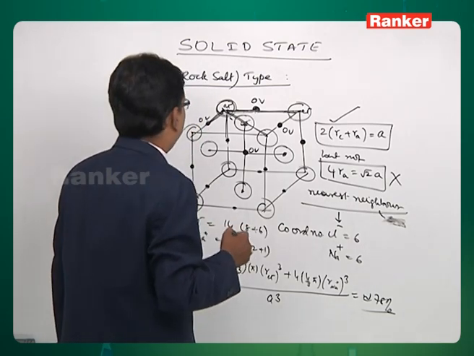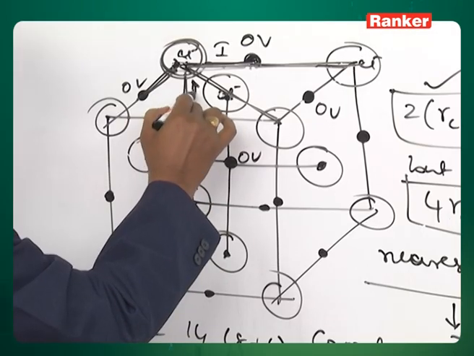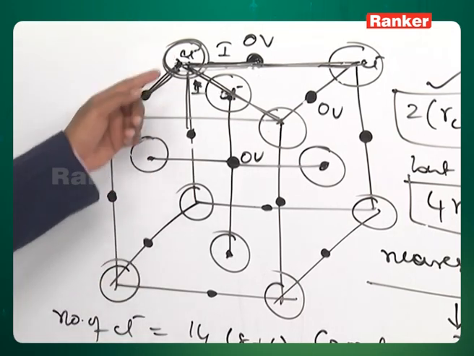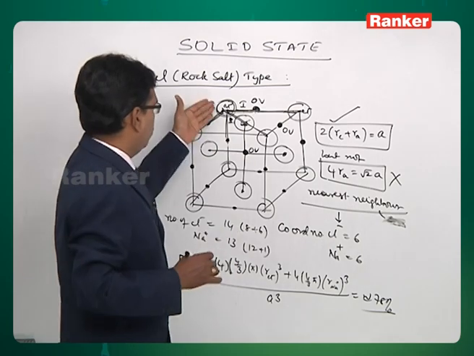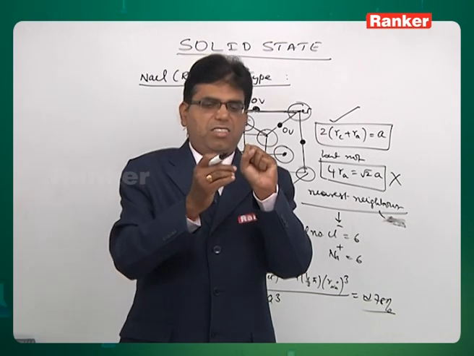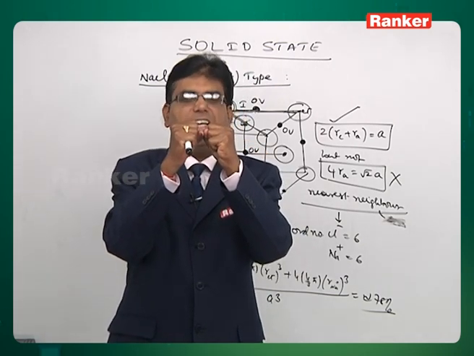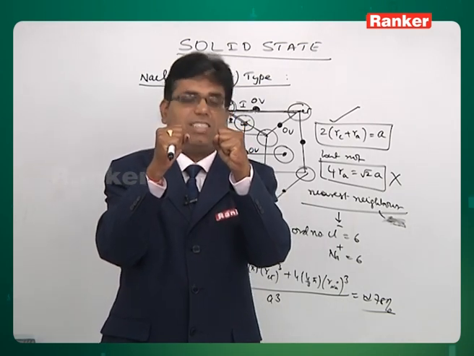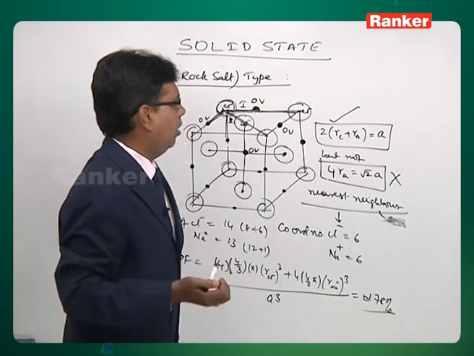This is the first nearest neighbor, this is the second nearest neighbor. Then the third nearest neighbor will be the ion present at the body center, that is sodium ions, that is again 8. So, what is the first nearest neighbor? First nearest neighbor means those that are in contact. Second nearest neighbor is at a little distance. Third nearest, depending on the positions, we have to count them.